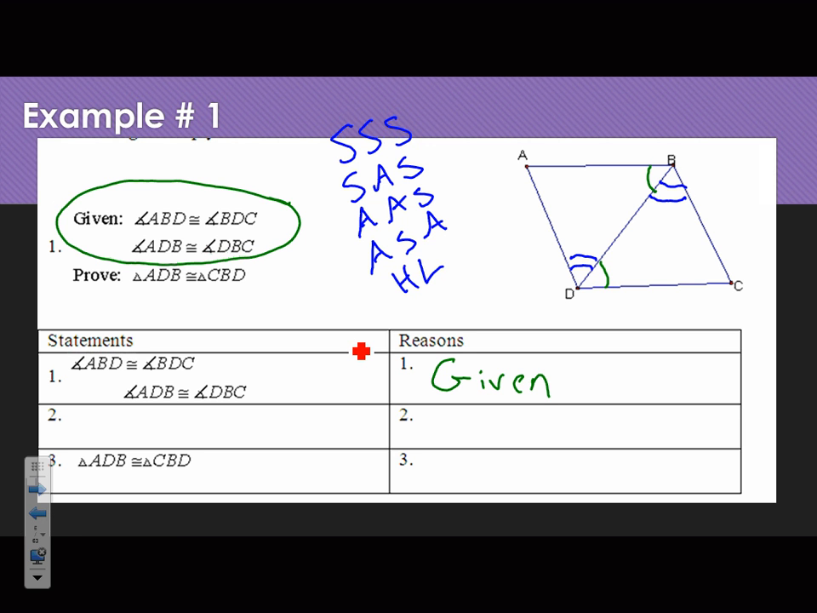So if we look at this, we know this one, always used over and over and over again, is reflexive property. B and D, this segment here, is touching each other, right on top of each other, so they're congruent. So for our next statement, we're going to put BD is congruent to BD, and our reason is going to be reflexive property. Right? Now we have 3 pieces of information, so we know we can do our proof.